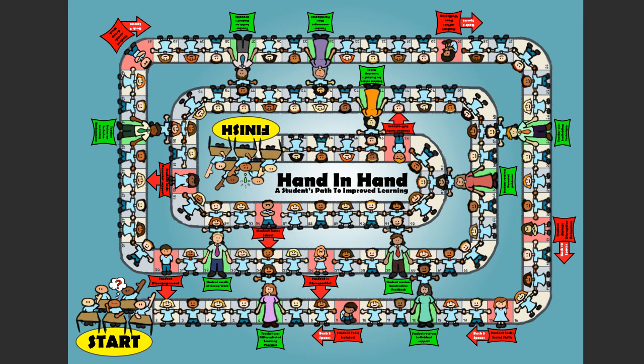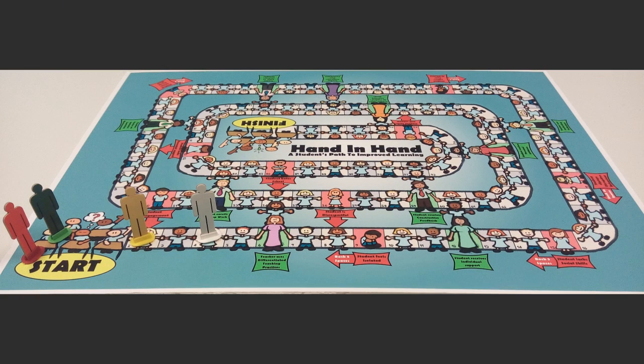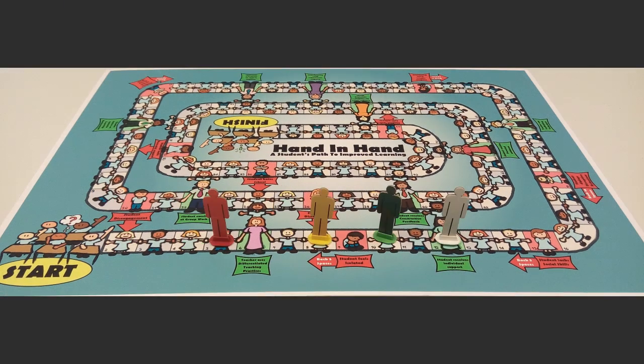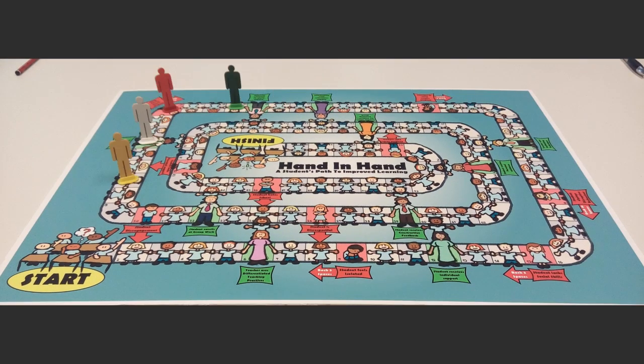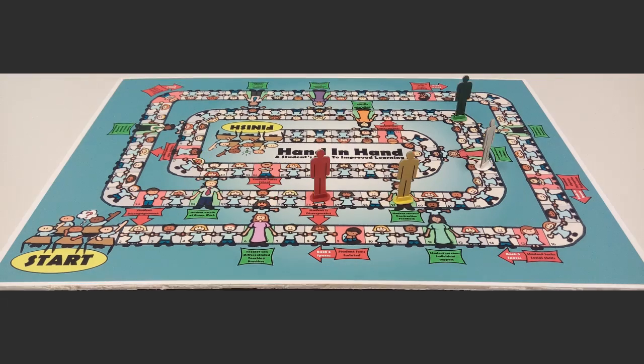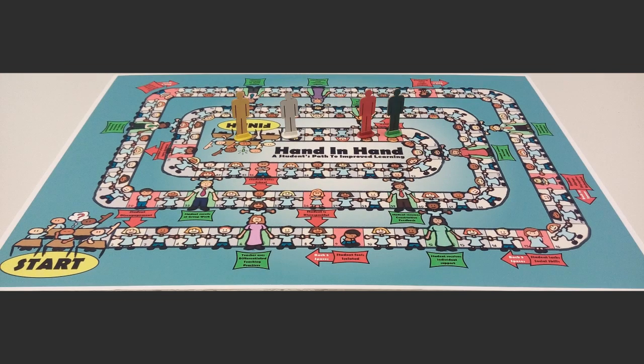Hand in Hand is based on snakes and ladders but with a twist that we hope will highlight how the learning outcomes of students are impacted by their socio-economic status in a simplified yet effective manner. Players play as students and must follow the path to improved learning. The students holding hands along the path symbolizes collaborative learning, signifying that through working together, students can achieve better learning outcomes.